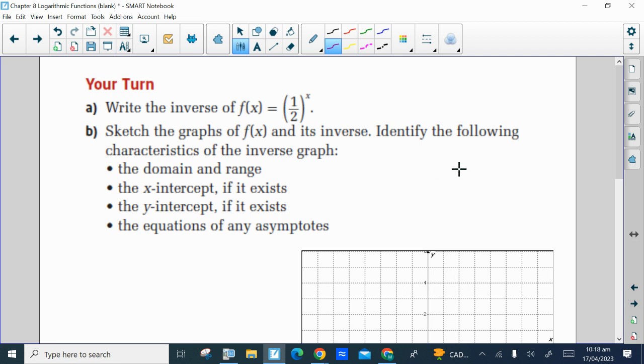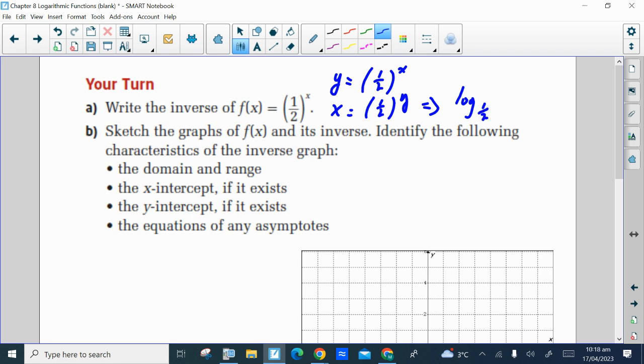So we can do the same thing for this one. We're asked to write the inverse of f(x) equals 1/2 to the power x. So again, instead of f(x) equals, we're going to write y equals 1/2 to the power x. And then the first step for the inverse is interchanging x and y. But most equations are in the form y equals. So we can write this in the form y equals by changing its form from exponential to logarithmic. Remember, the bases are the same in either form.